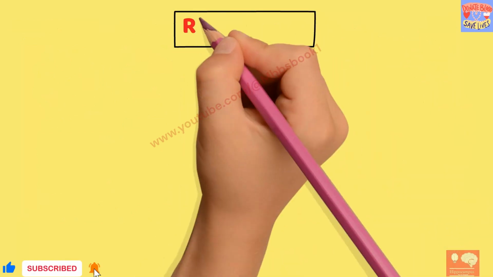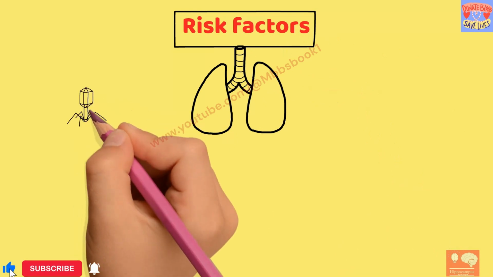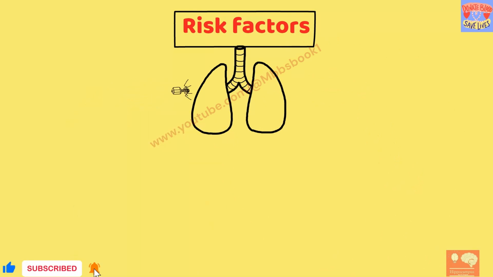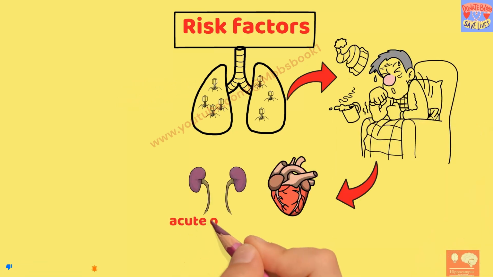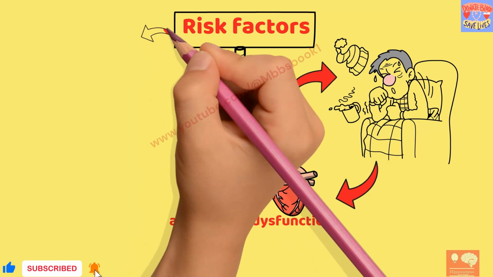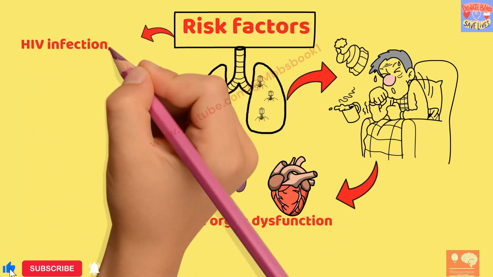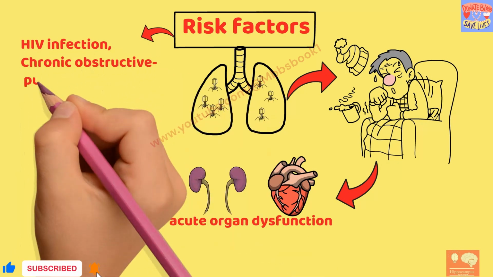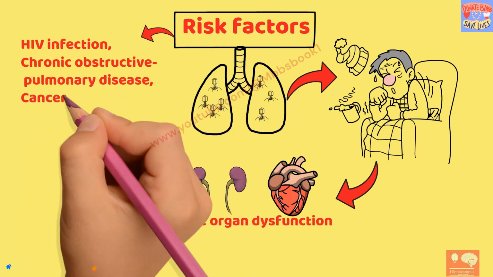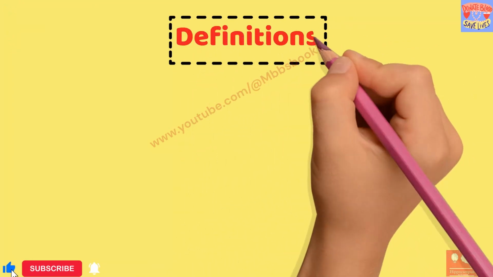The many risk factors for sepsis are related to both the predisposition to develop an infection and, once infection develops, the likelihood of developing acute organ dysfunction. Common risk factors for increased risk of infection include chronic disease such as HIV infection, chronic obstructive pulmonary disease, cancers, and immunosuppression. So there are certain definitions in sepsis and septic shock which we need to know.